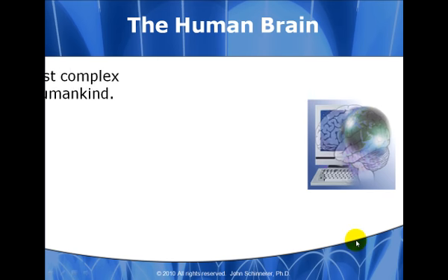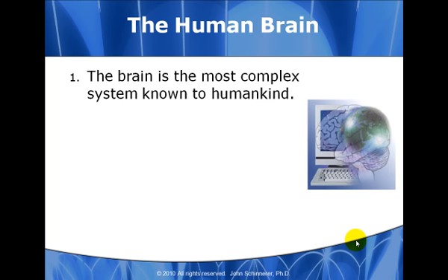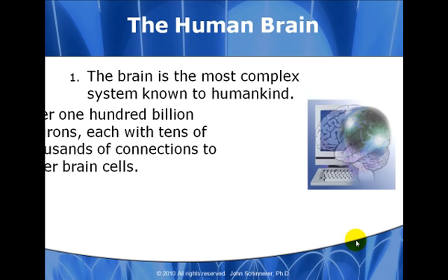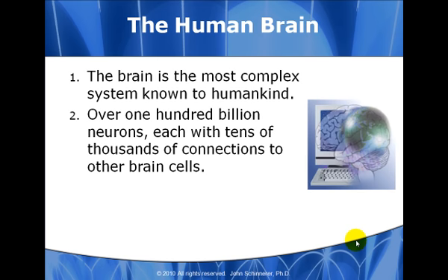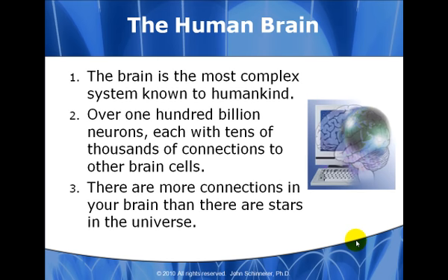All right, briefly a little bit about the human brain, because this just is awe-inspiring to me. The brain is the most complex system known to humankind. There are over 100 billion neurons, or brain cells, in the brain. Each one of those has roughly tens of thousands of connections to other brain cells, which means there are more connections in your head than there are stars in the universe. The fact that we can sit here and have a conversation, or that I can teach and you can learn these complex ideas, is mind-boggling to me.